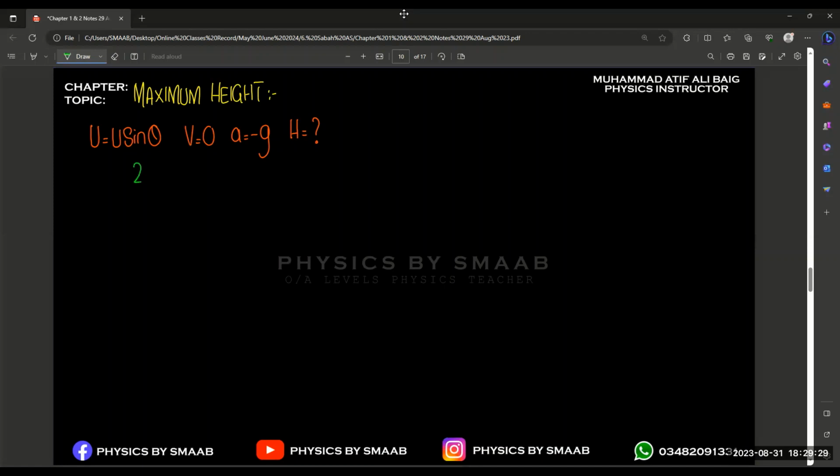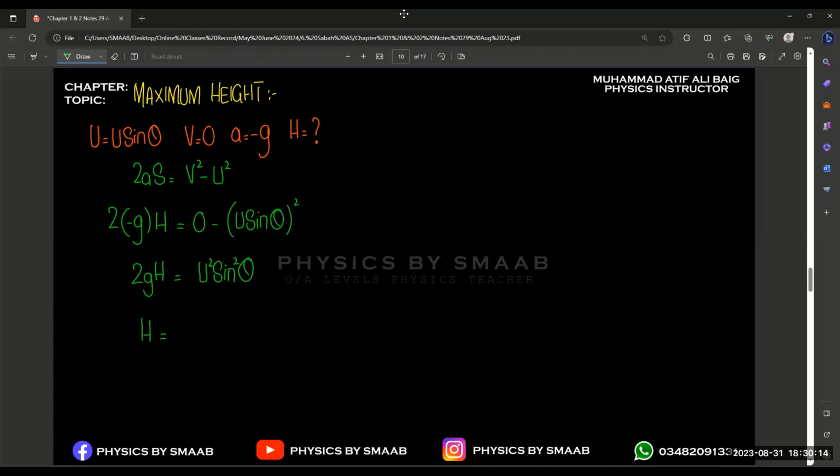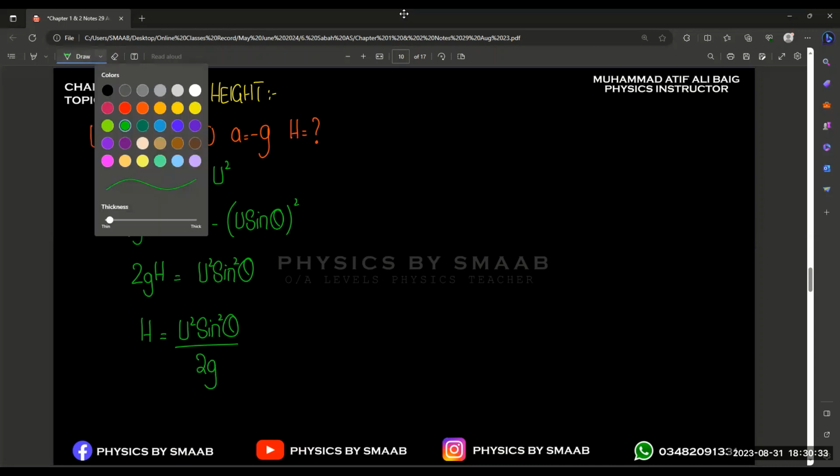So we can say that v square minus u square equals 2as. We are going to use this equation. According to this, 2 times minus g, s is going to be replaced by total height h, final velocity is 0, initial is u sine theta whole square, right? And there are minus signs on both sides, so both will cancel out each other. So you will get the answer: H equals u square sine square theta over 2g, right? So this is the formula for maximum height.